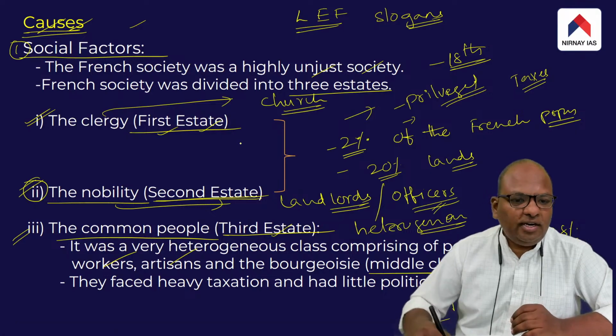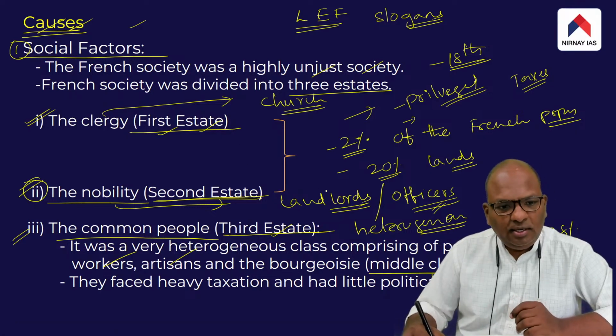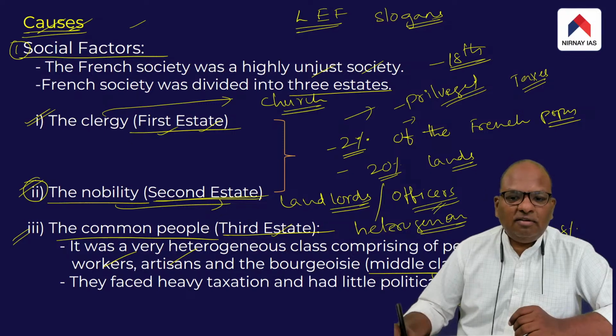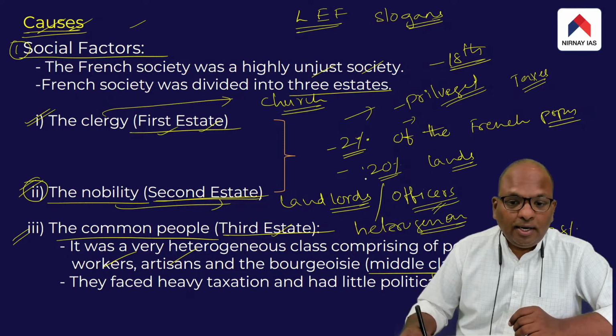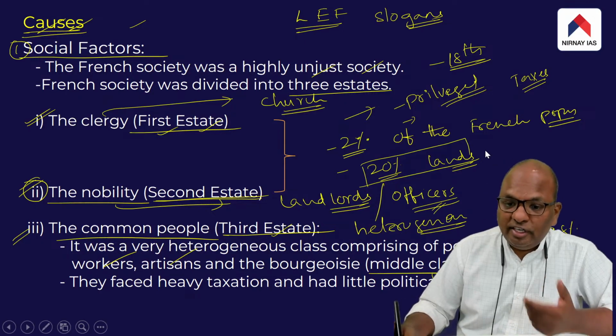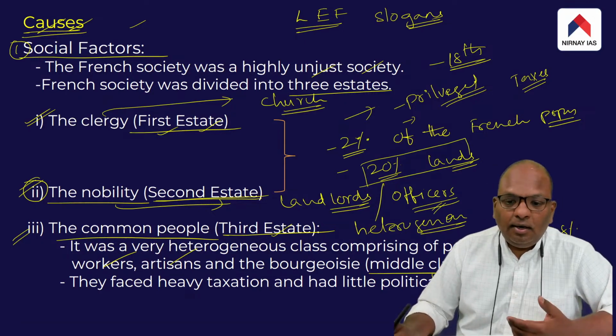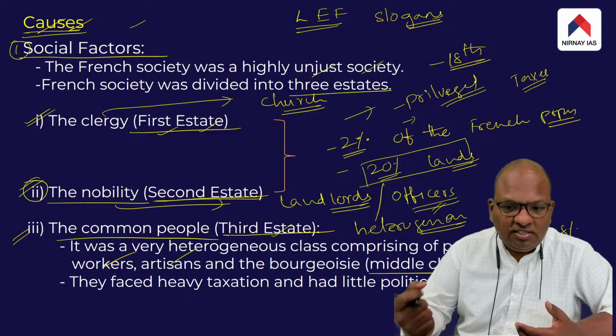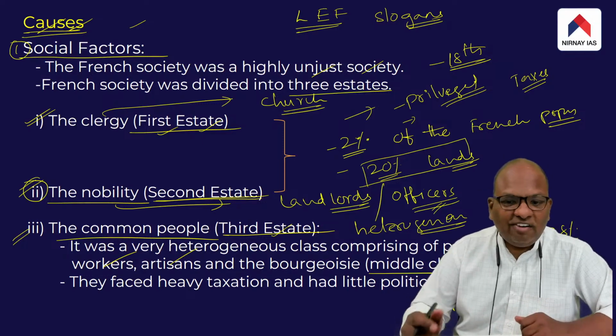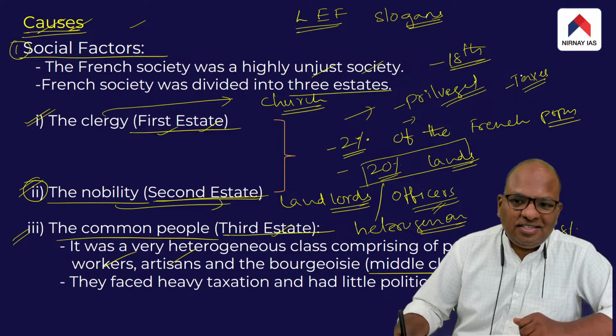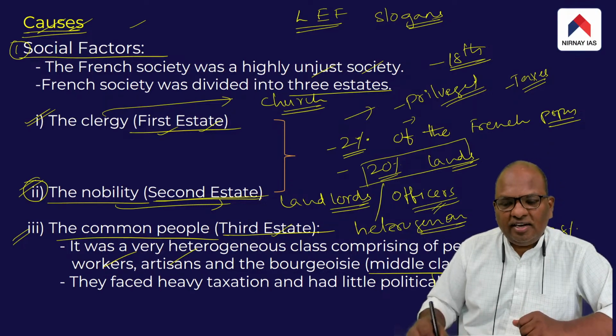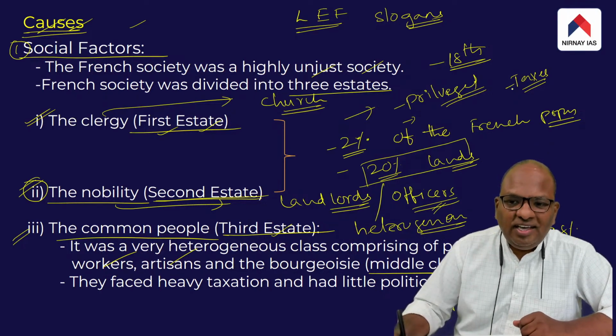So just take a look at this point once again. The first and the second estates were owning 20% of the country's lands. They were very rich. They had the financial muscle to pay taxes to the government. Yet this group, the first and the second estate, were essentially exempted from paying taxes.